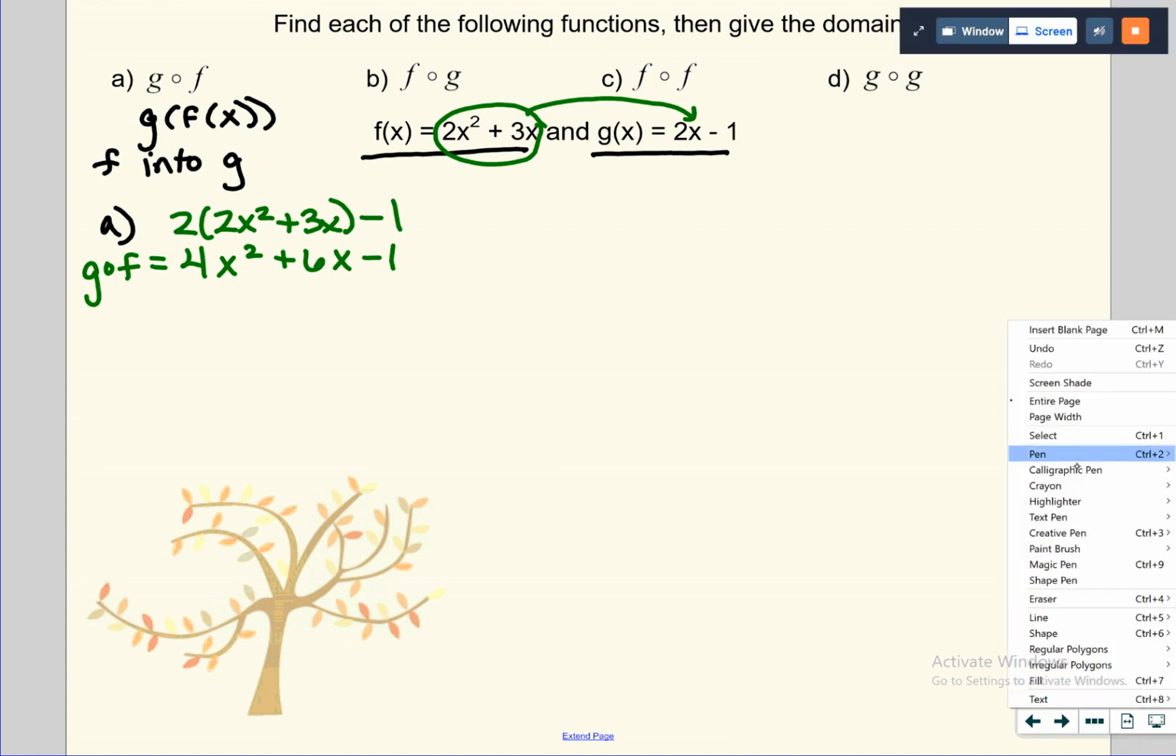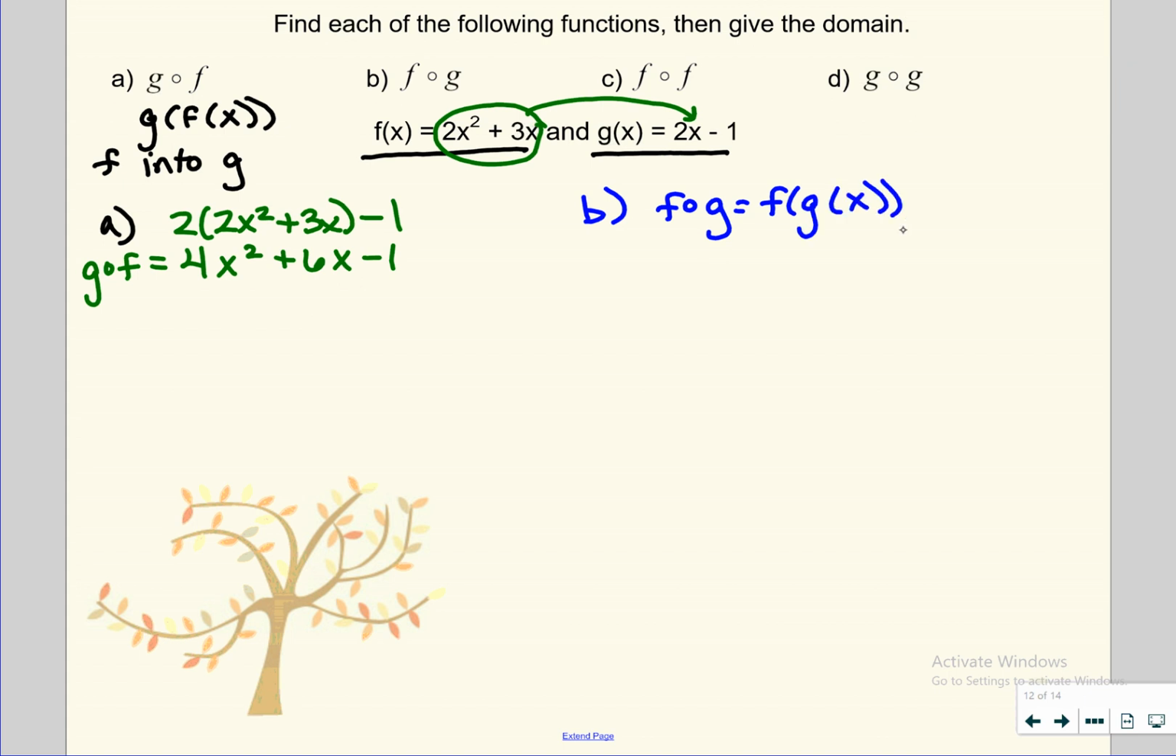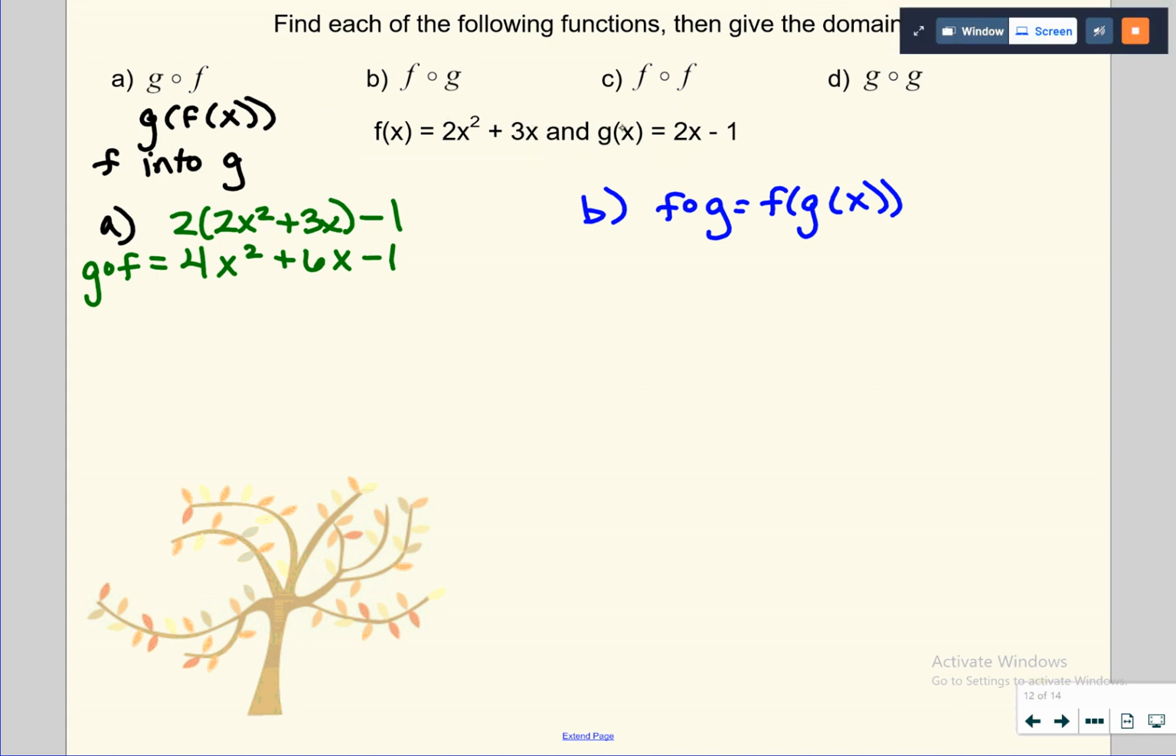Right? Now let's look at part B. Part B says f of g. So I like to write it like this. What am I plugging into what? G into f.